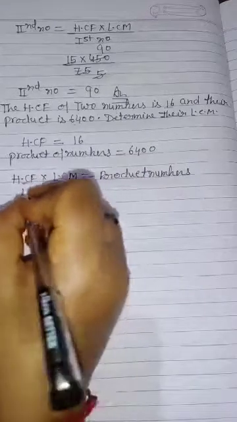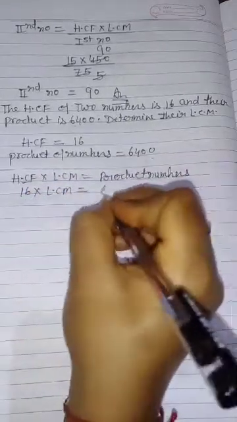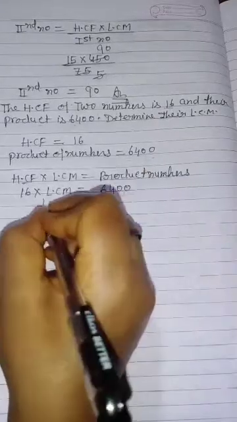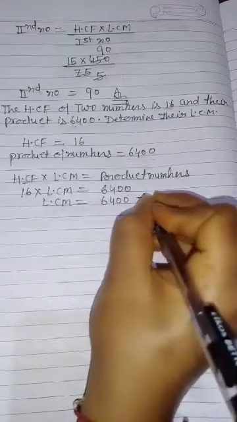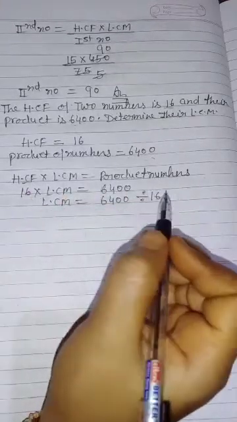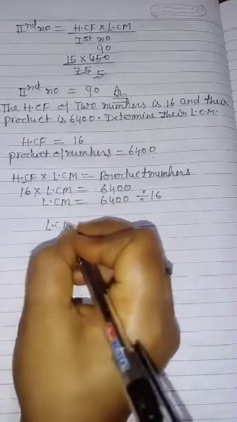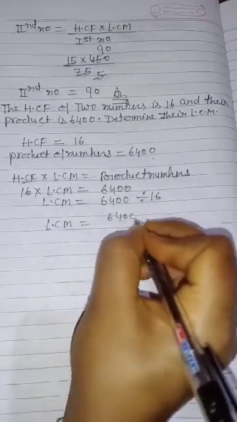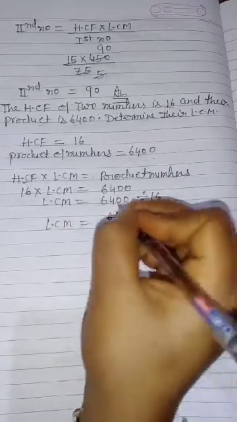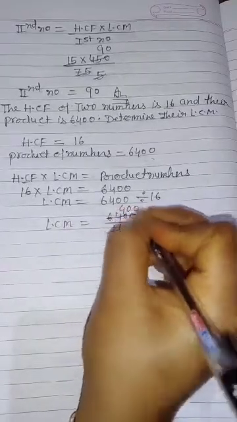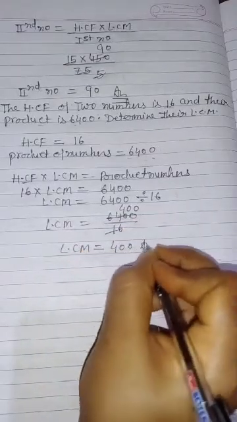16 into LCM is equal to the product of the numbers, which is 6400. So LCM will be 6400 divided by 16. The 16 on the right-hand side goes to the division form. So LCM will be 6400 upon 16. 16 times 4 is 64, then 0 0. So how much will the LCM be? 400, and it will be your answer.